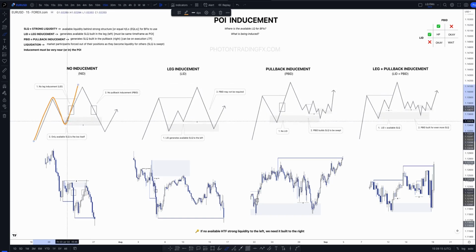And you'll often see this when price is really impulsive, sometimes from news announcements. Sometimes you can get almost a vertical push in the market and there's no liquidity built. So you're looking at this POI, and yes, it broke structure, but if you see no inducement in the leg to the left, that is where you need to be a bit cautious.